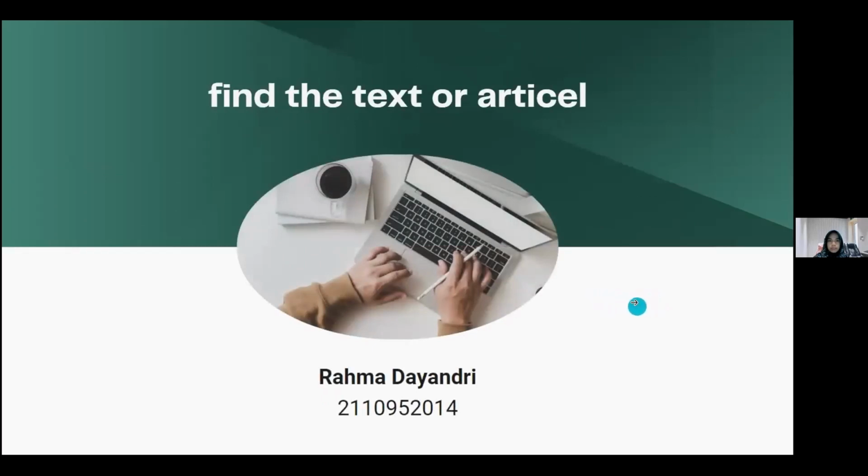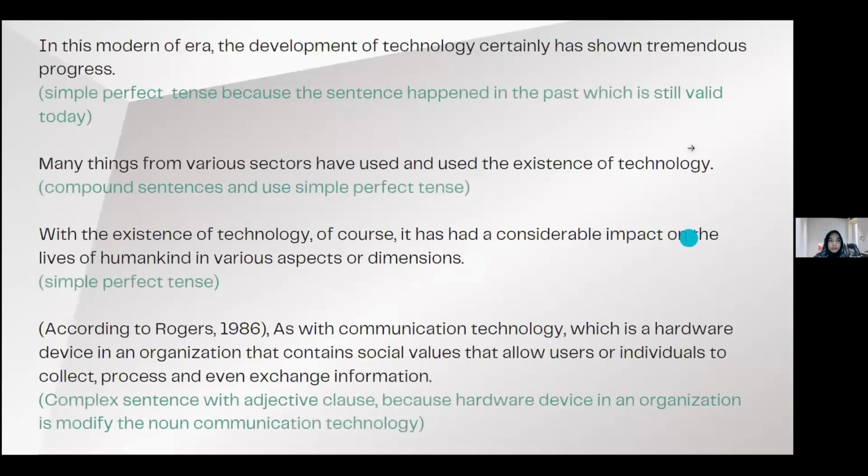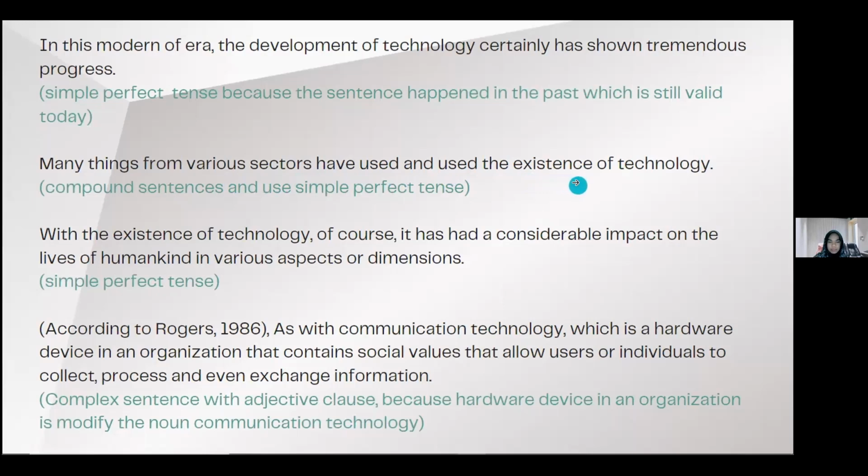Okay, in this section, I will explain about an article that I found. In this modern era, development of technology certainly has shown tremendous progress. This sentence is present perfect tense because the action happened in the past and is still valid today. And many things from various sectors have used the existence of technology. This sentence is a compound sentence and uses present perfect tense.